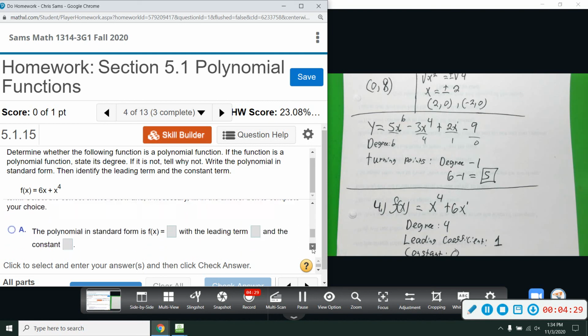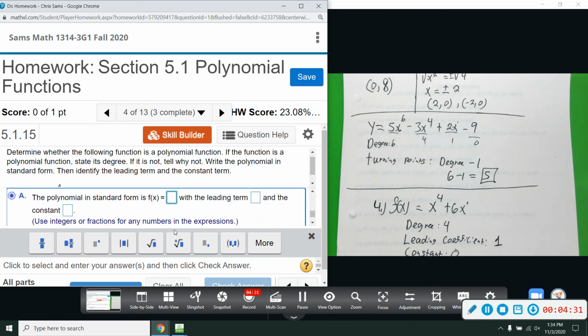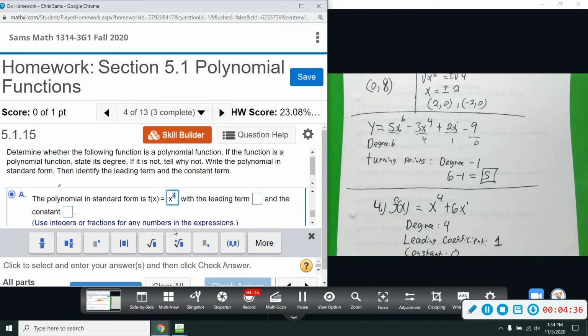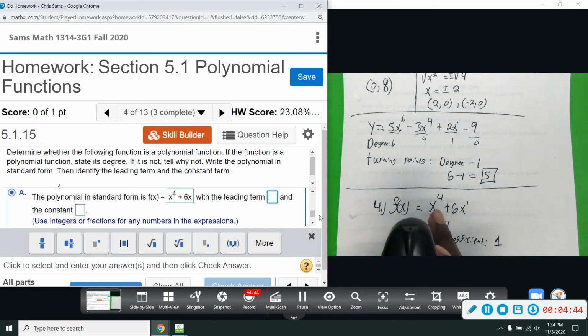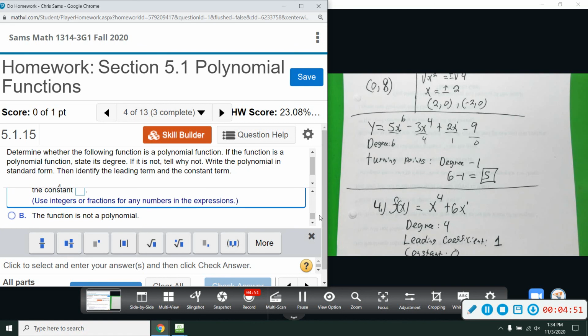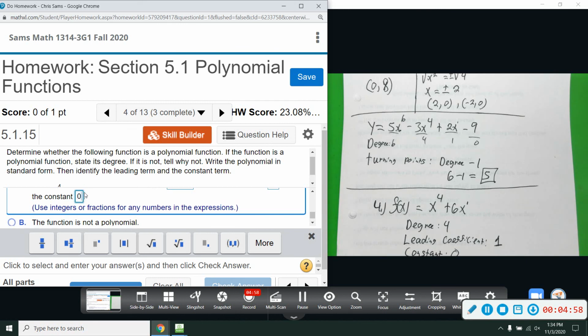Okay, so the polynomial in standard form, we're just going to put it in order, was x raised to the 4th, and then plus 6x. The leading term, so this whole thing is the leading term. They didn't ask the leading coefficient. So once you put it in order, the term out front is the leading term. So x to the 4th. The constant term, we don't have a constant term. It's going to be 0. We don't have anything like that at the back.